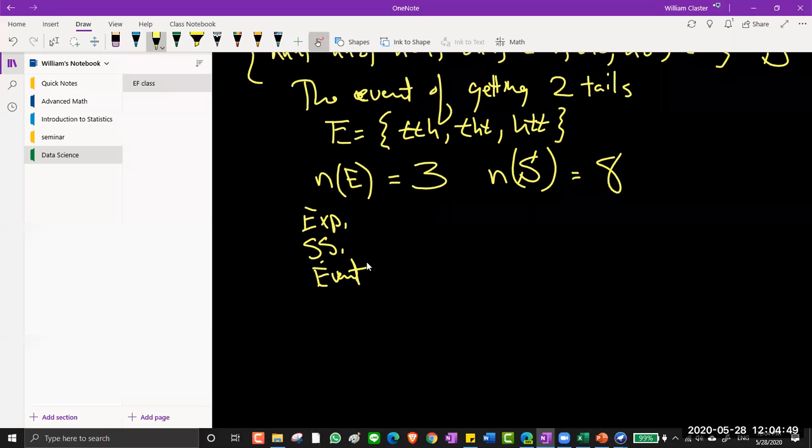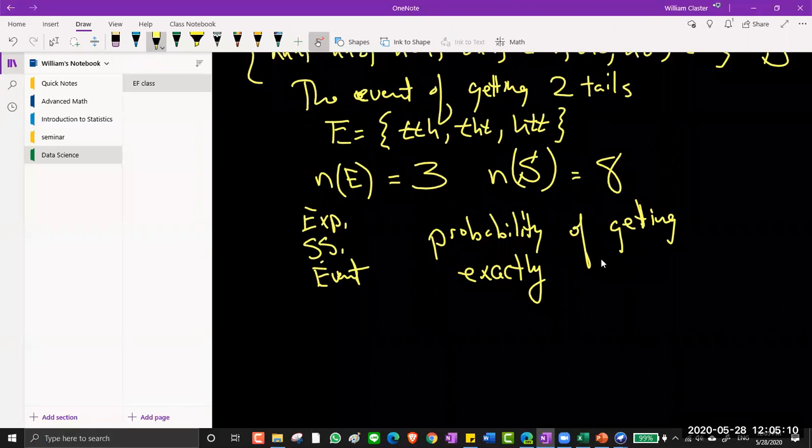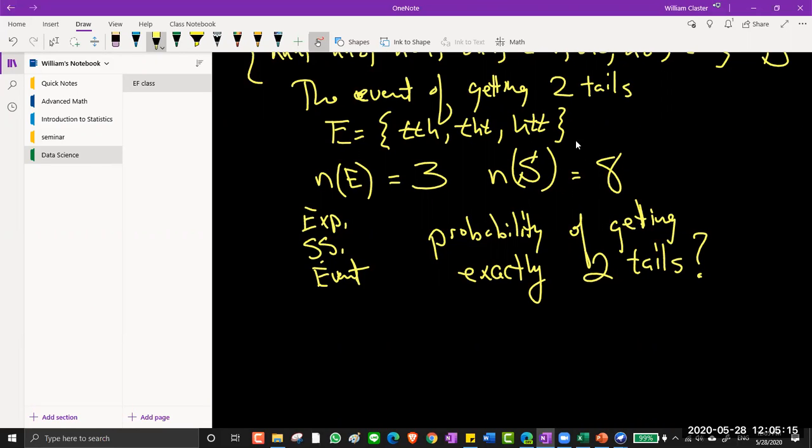Okay, now we get to the questions that we're actually interested in, which is like, what's the probability of getting exactly 2 tails? So what's the probability of this? We said the event of getting 2 tails was here. It's here, E, we called it E. But what's the probability of that? We don't even decide what we mean by that word. So we have to decide what we mean.